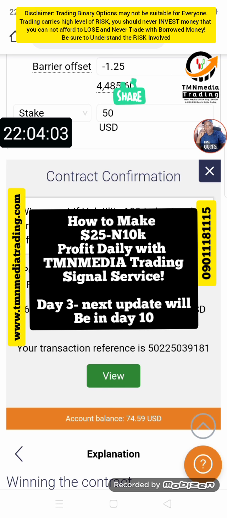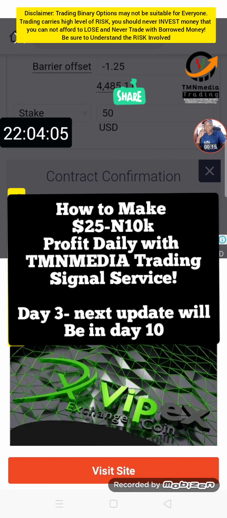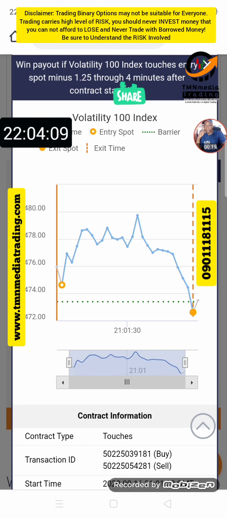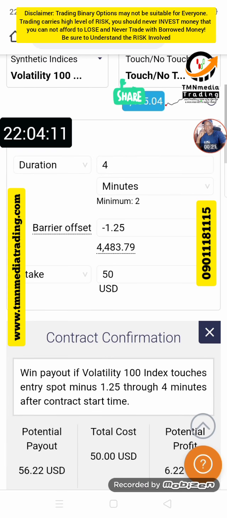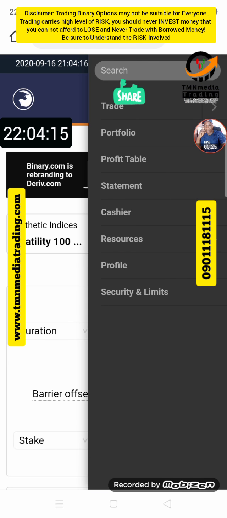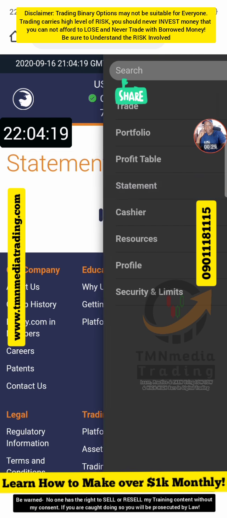So I've just had four successful trades. Right. You can see the account, this is the last trade I took, and I think I should show you guys from here. Let's go to the statement first.